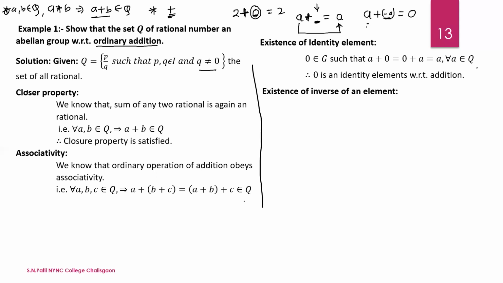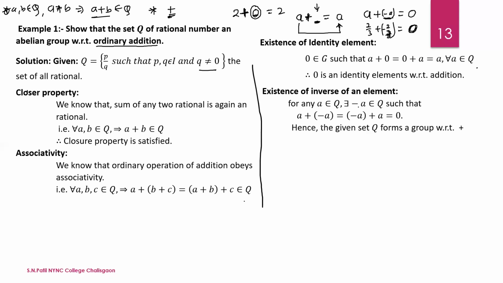If we take here 2 by 3 plus, find the number here such that we get the identity element, that is, we get the 0. The number is minus 2 by 3. Okay. Now for any element A in Q, there exists minus A such that A plus in bracket minus A, yeah, minus A plus A is equal to 0. Okay. The minus A is an inverse element of A.